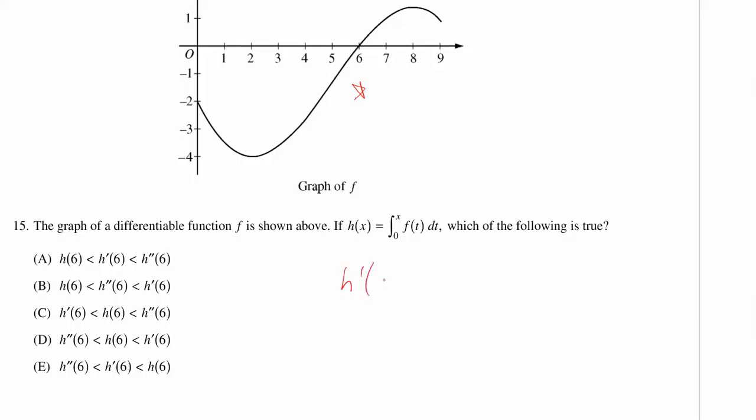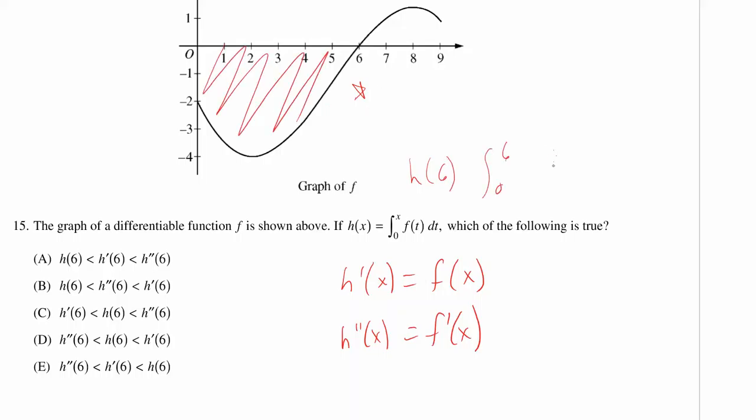H prime of x is f of x. H double prime of x is f prime of x. So now we've got all the relationships. Let's first talk about what h of x is. H of x is the area from 0 to x of the function. So h of 6 would be the area from 0 to 6.